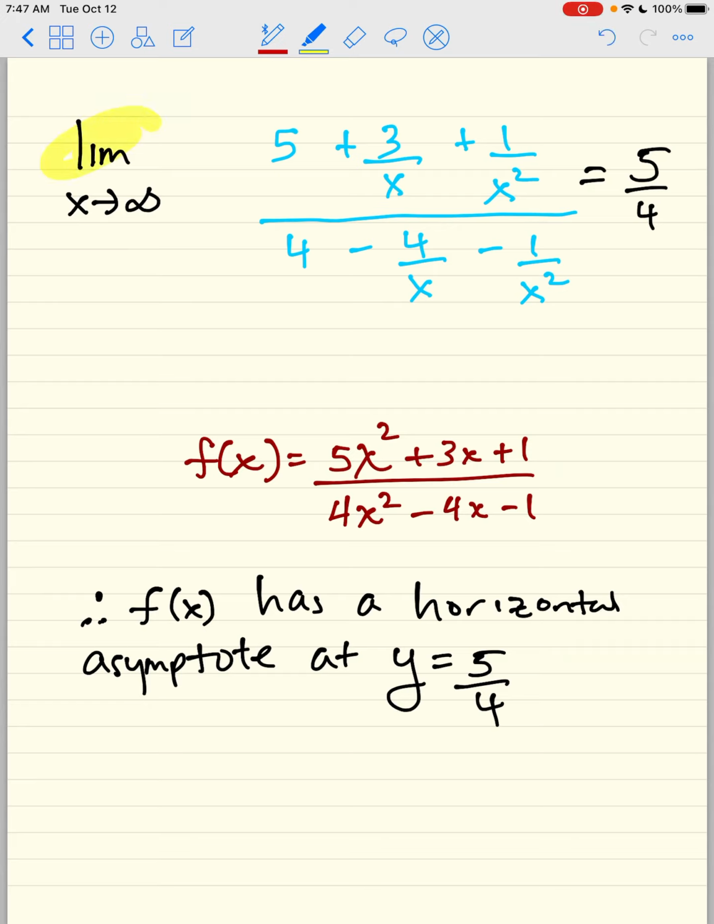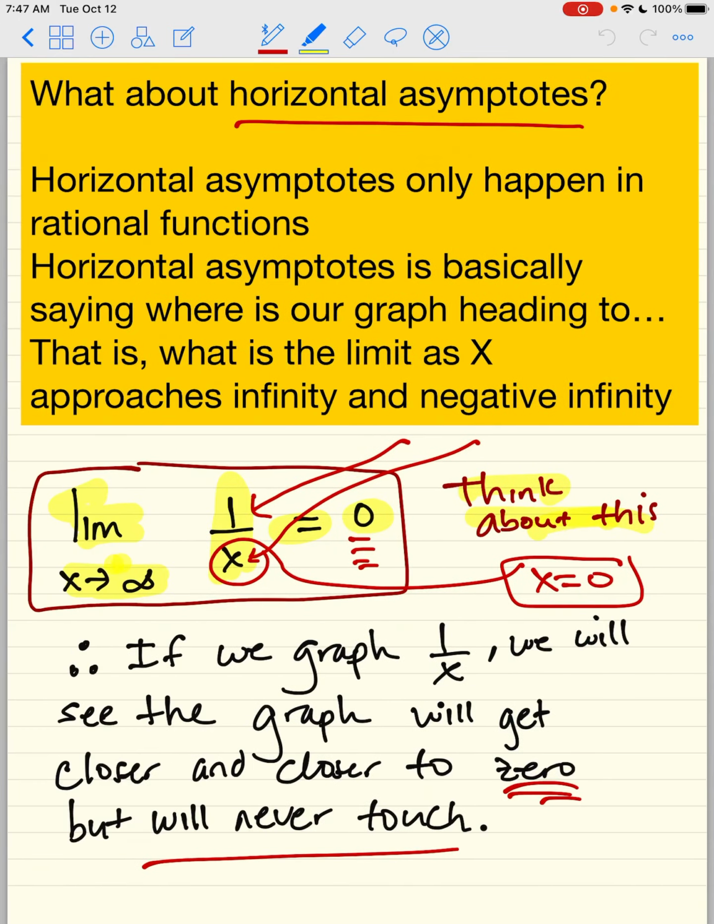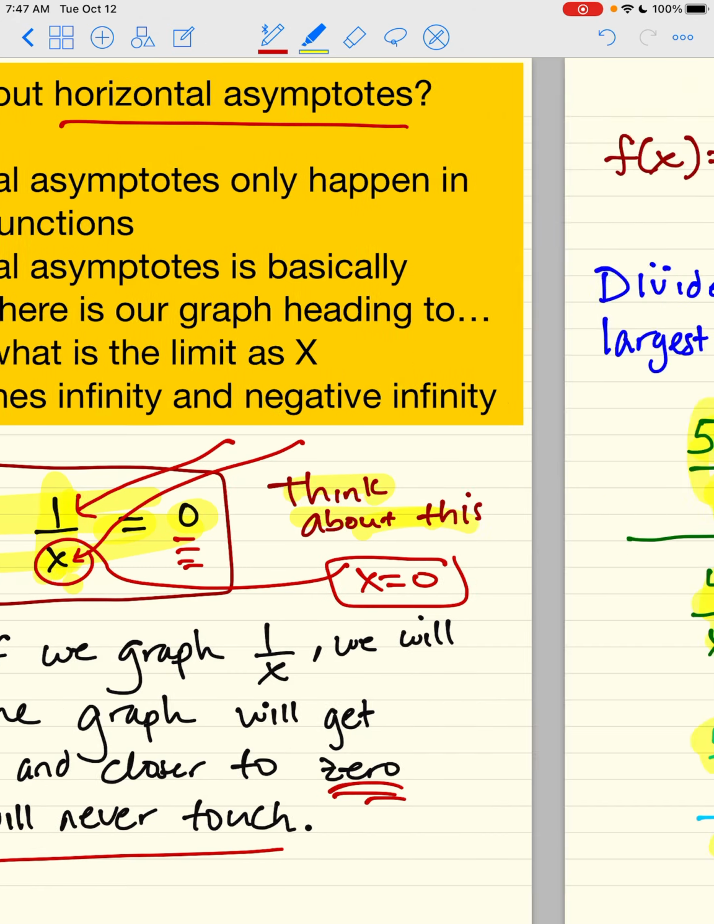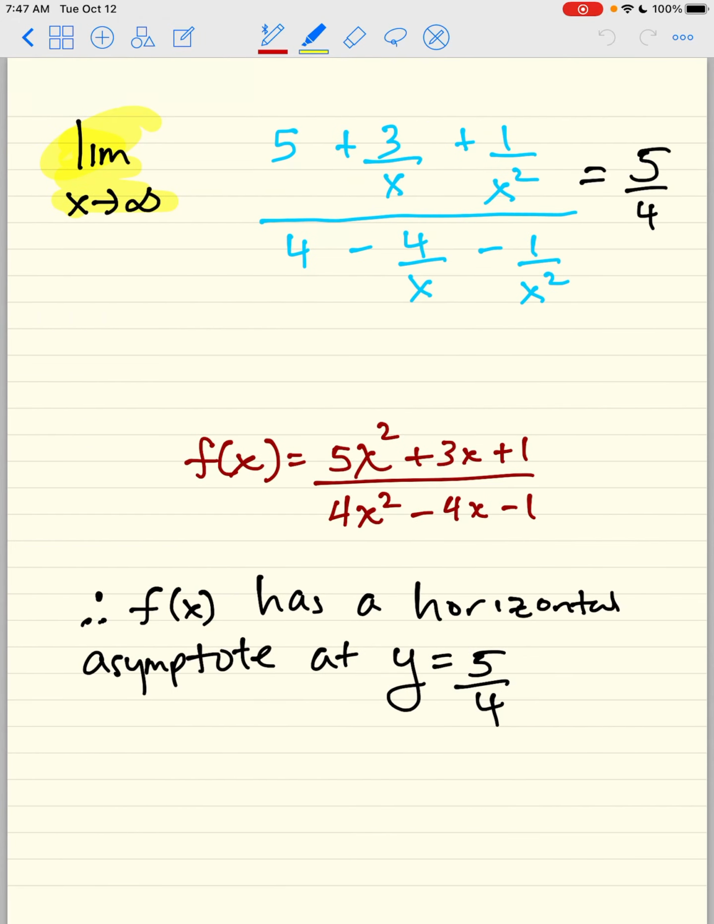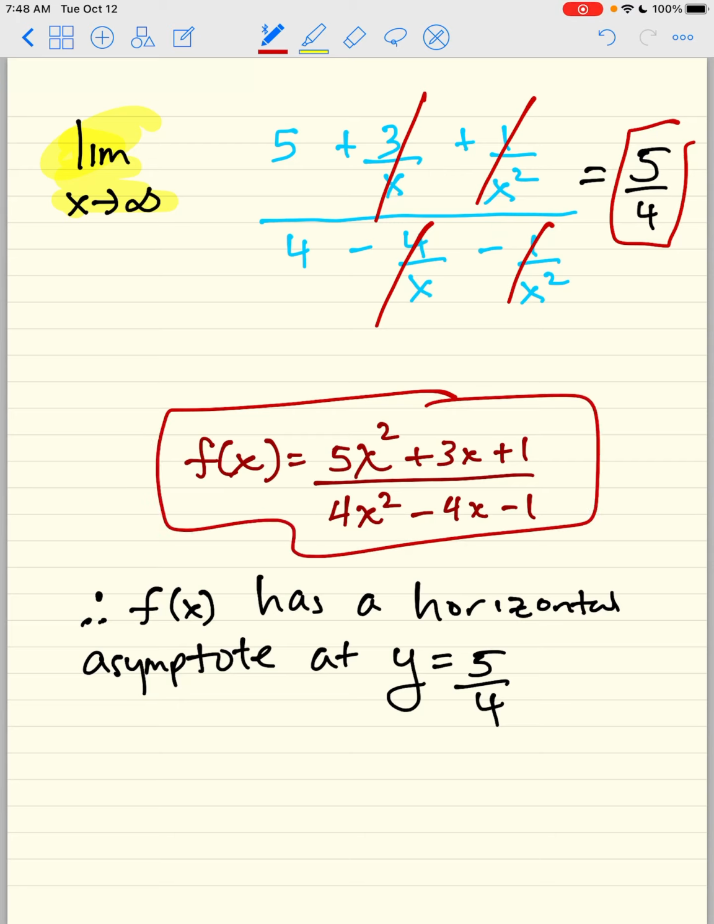If I apply the limit as x approaches infinity, basically, if you use what I showed you in the red box here, 1 over x or 1 over x squared or 1 over x to the third, or any number over x, these will all go to 0. So, boom, boom, boom, boom, my answer is 5/4. So this function here has a horizontal asymptote at y equals 5/4.